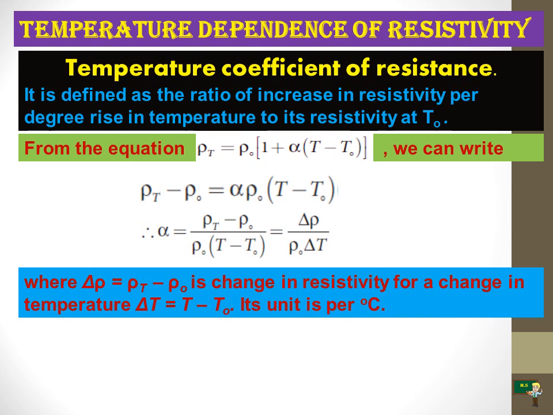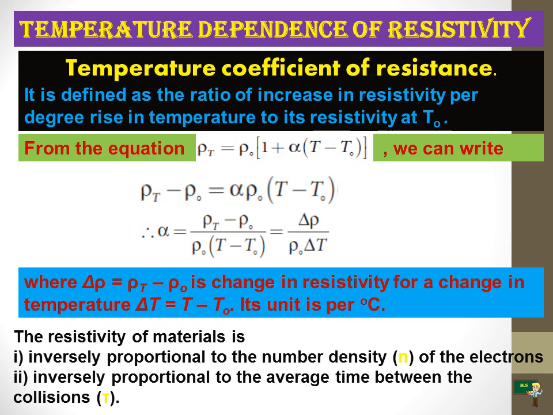where del rho is equal to rho T minus rho naught, the change in resistivity for a change in temperature del T equal to T minus T naught. Its unit is per degree Celsius, because here we measure the temperature.